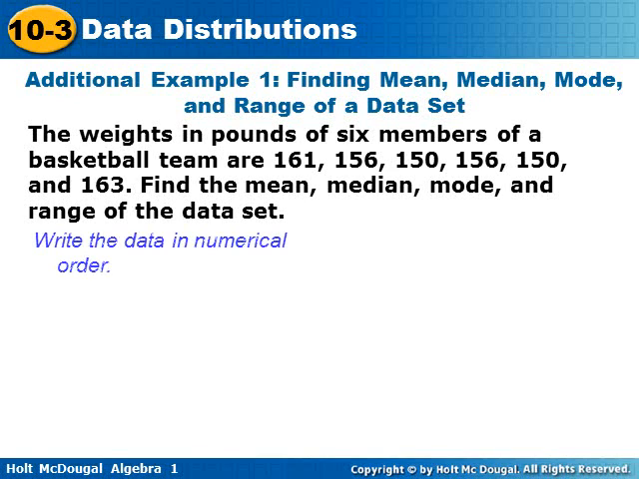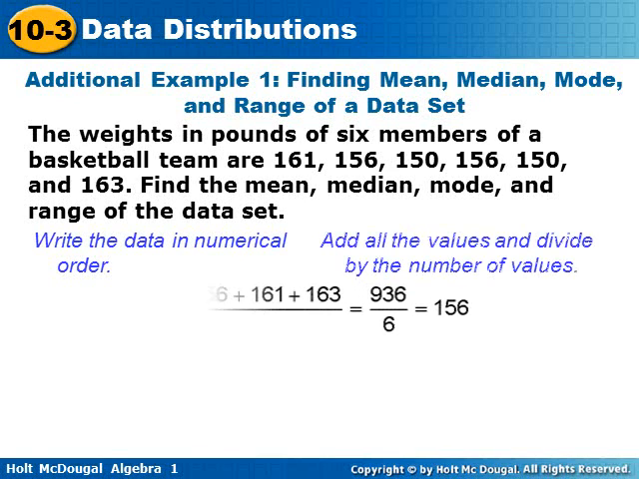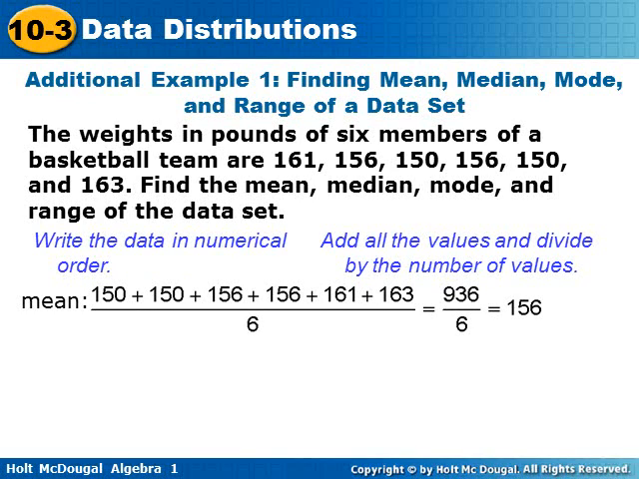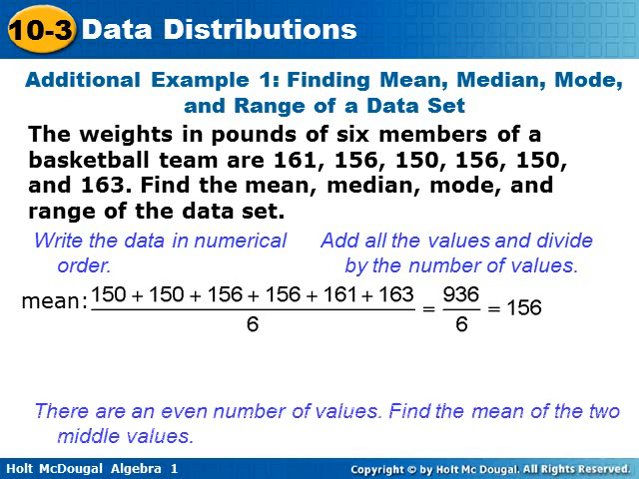Write the data in numerical order, and then add all the values and divide by the number of values. 150 plus 150 plus 156 plus 156 plus 161 plus 163 divided by 6 total basketball players is 936 divided by 6, which is 156 for the mean.